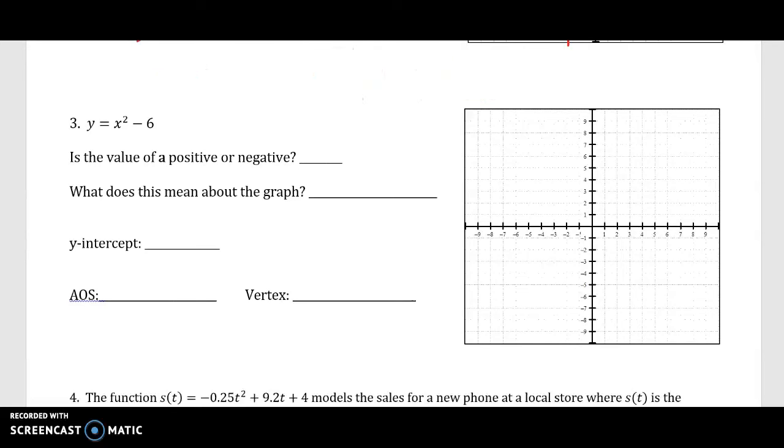Okay, so let's take a look at this one right here. Notice that we're missing a b term on that standard form. So a would be 1, b would be 0, c would be -6. If something's not there, it's a 0, and that hidden number in front of x squared is a 1.